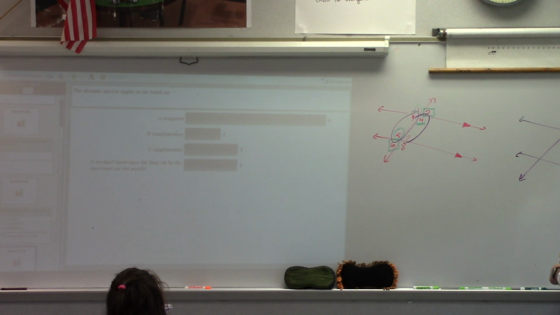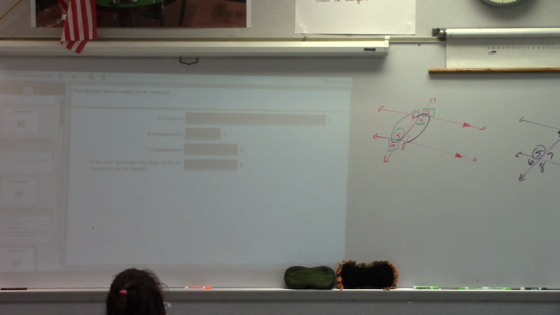And so we had 1, 2, 3, 4, 5, 7, 6, and 8. And so the majority of people said that in this case, the alternate interior angles like 4 and 5 are what? Congruent. Congruent. Why are they congruent?